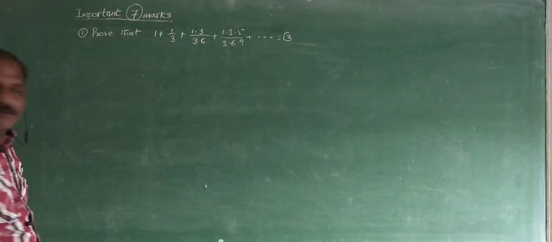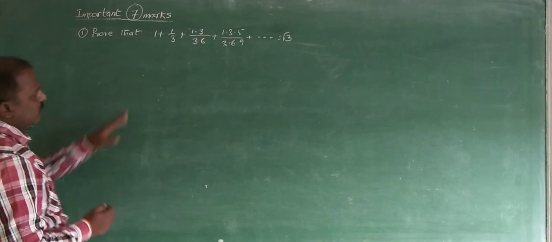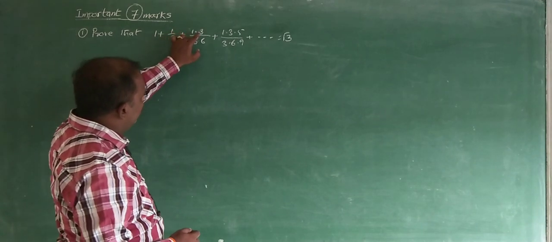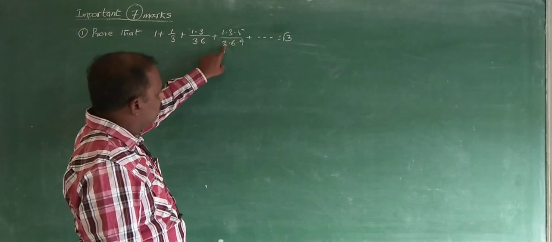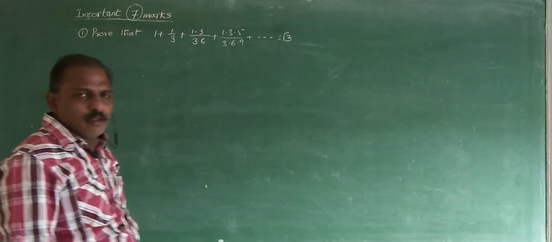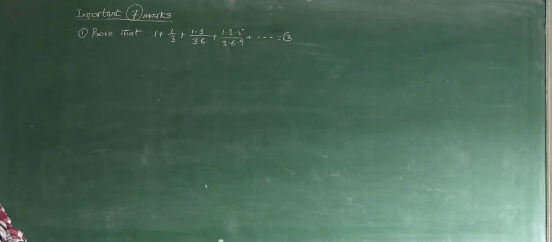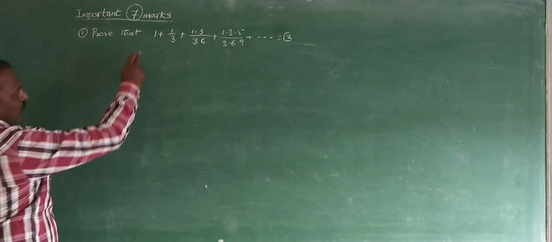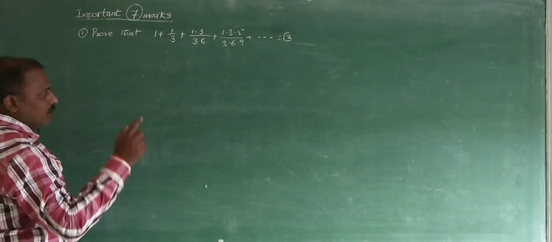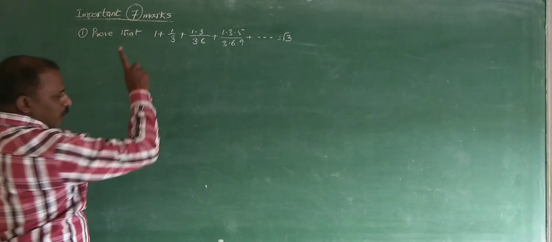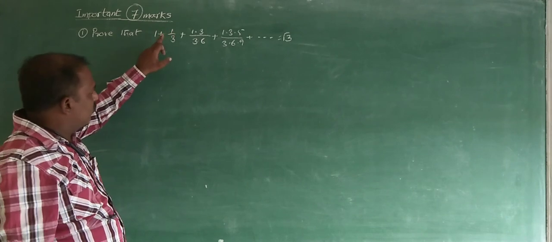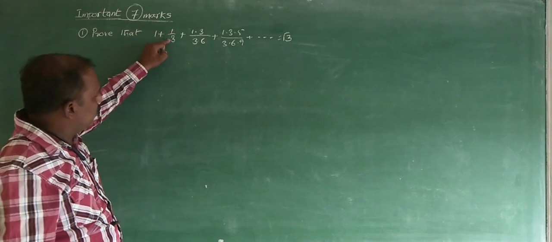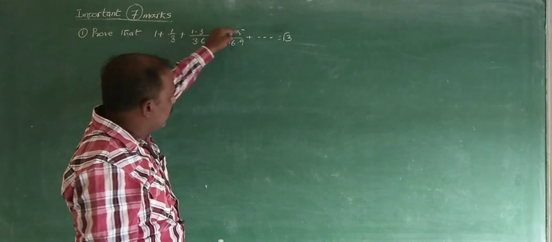We will solve 1 plus 1 by 3 plus 1 into 3 by 3 into 6 plus 1 into 3 into 5 by 3 into 6 into 9 up to infinity is equal to. So here we compare this. First of all, single term 1 must be there, n into n by 1 factorial. Single term by single term, 2 terms by 2 terms, 3 terms by 3 terms.